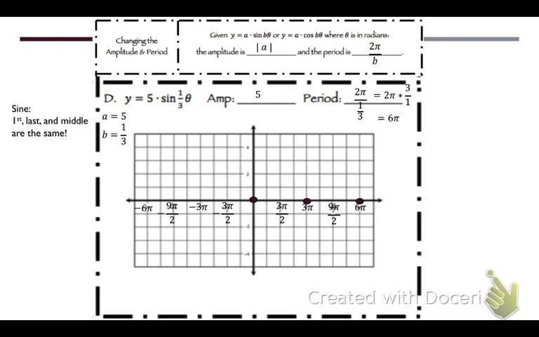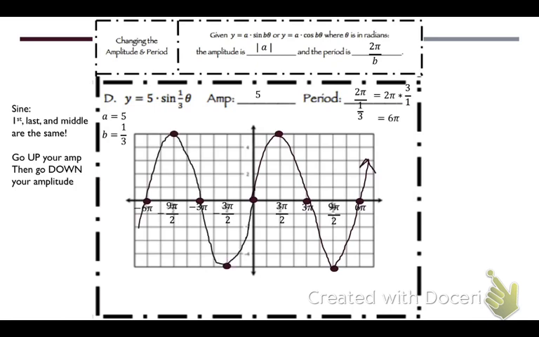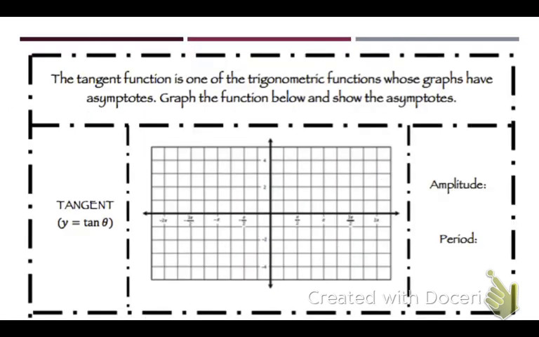So first, last, and middle are the same. Then you go up your amplitude, and you go down your amplitude. So I'm going to go up 5, and I'm going to go down 5. And then you can draw that S. Then we're just going to do the same thing on the left side. So first, last, and middle are the same. Go up your amplitude, go down your amplitude, draw that S. And you're done. Okay, save those next two graphs for class.